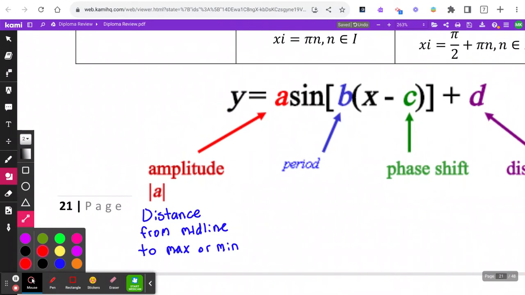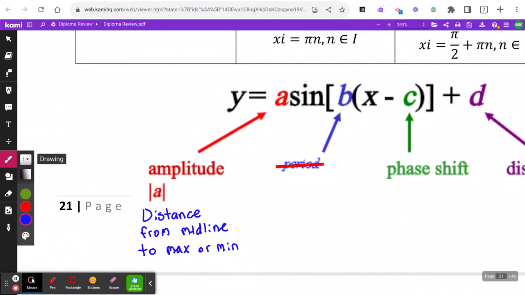The B value is not your period. The B value calculates your period. It is not your period. Your period equals 2 pi divided by b. And those are interchangeable. You can switch the period and the b value to calculate each other, right? Like these two things, we cross multiply and divide. So you could also say that b equals 2 pi divided by your period.